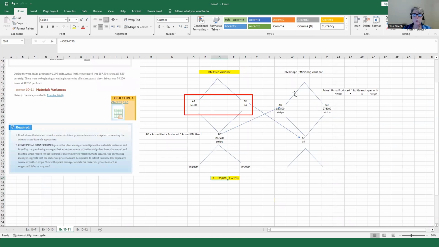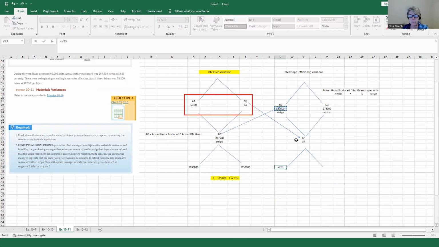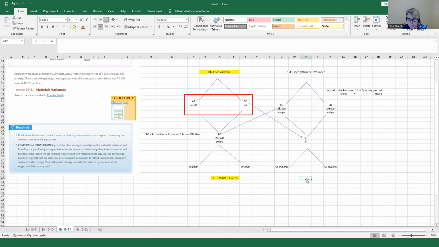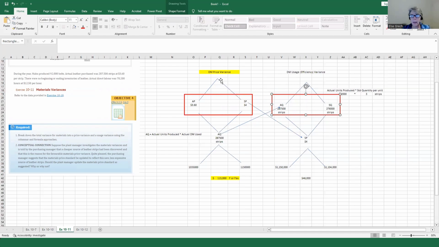So now we can do the same thing with this usage variance. We're going to do the exact same thing. I'm going to take the number of strips we should have used and multiply it by the standard. I'm going to take the difference between these two. It is 46,000. Again, I'm going to take another box and put it over here and say, okay, this is what I should have used. This is what I did use.